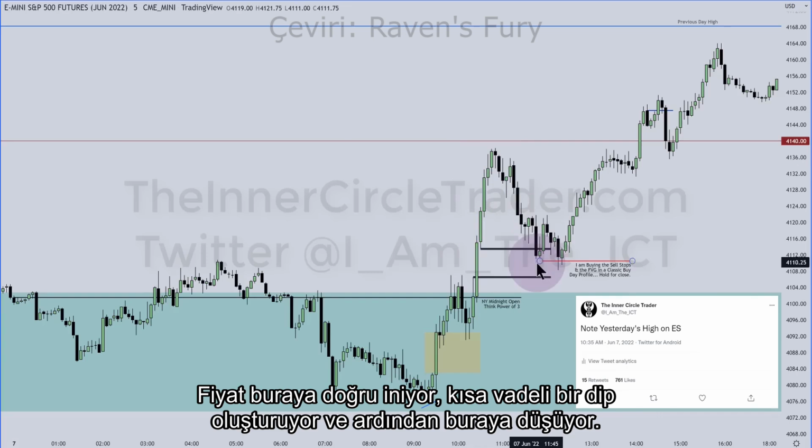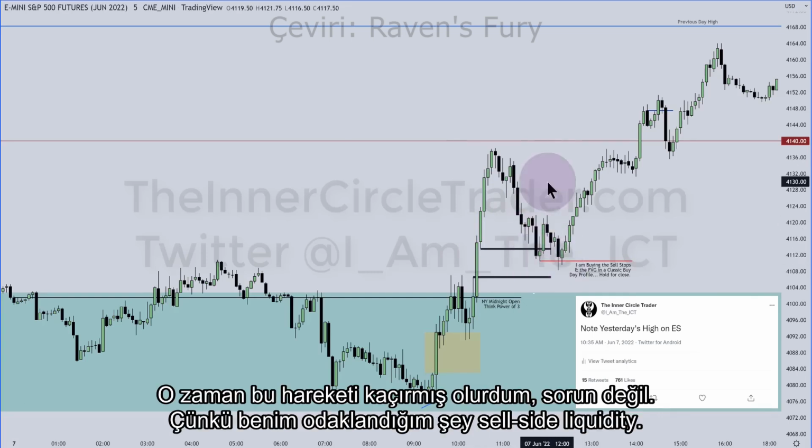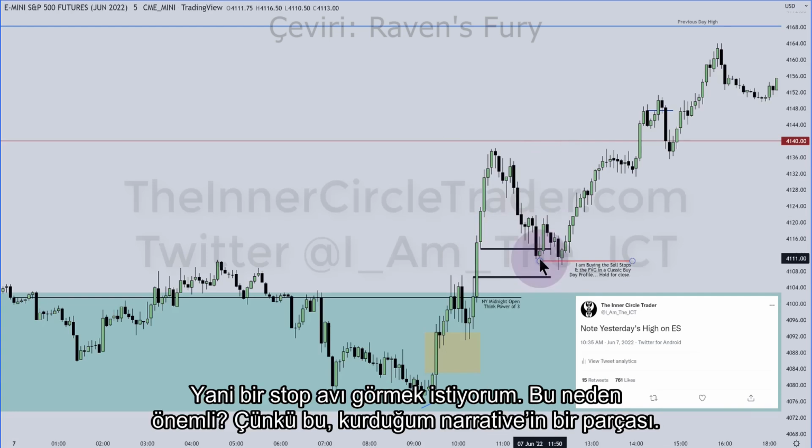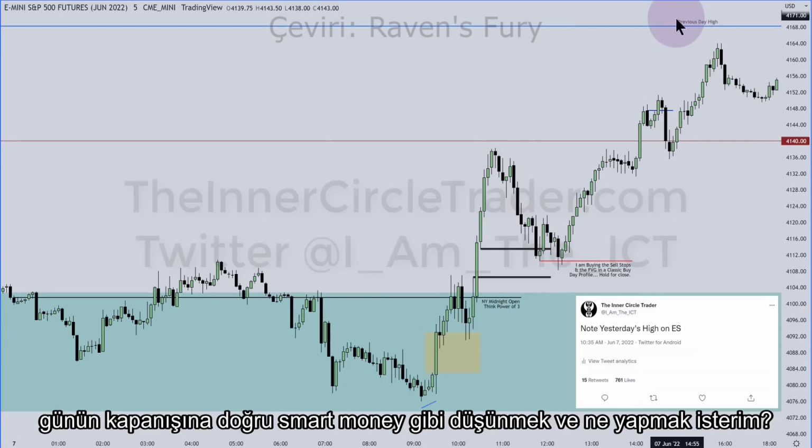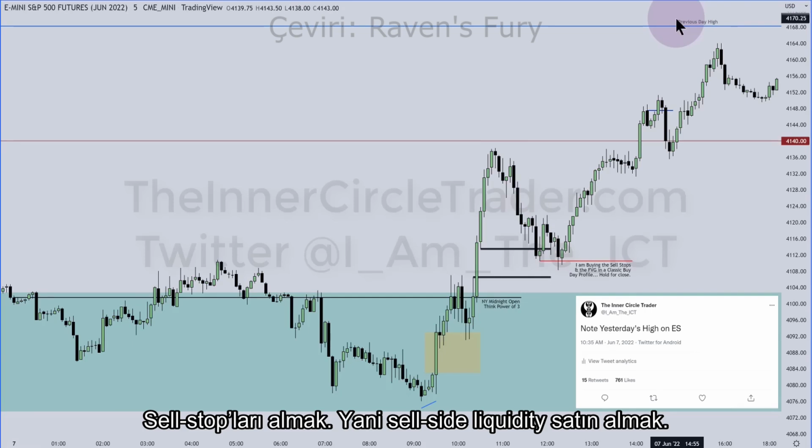So it trades down into it here, creates a short-term low, and then drops into it here. Now, what happens if it would have gone here and rallied? Okay, well, I would have missed the move. But I'm looking for sell-side liquidity. I want to see a stop run, because how this fits into the narrative is, if I'm thinking that this move here to here and then retracing down is setting up an afternoon run to potentially this level here by the close of the day, I want to be like smart money and do what? Buy sell stops. That is buying sell-side liquidity.